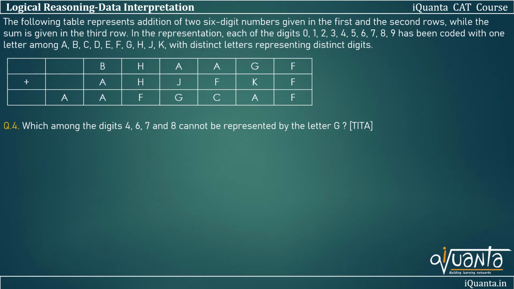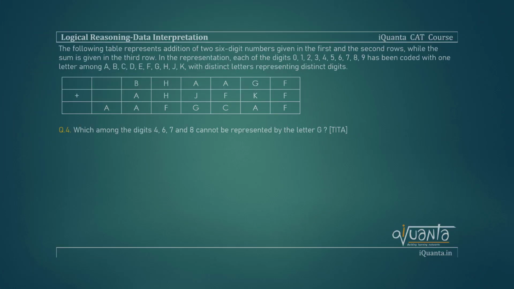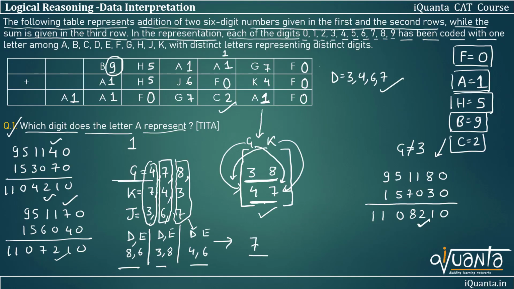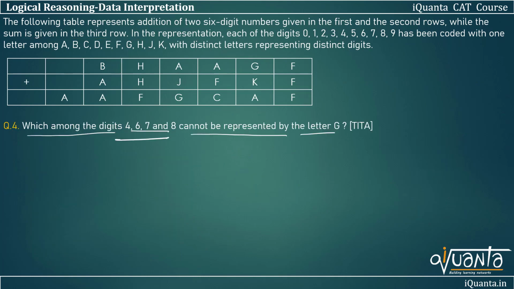Let's solve the last one, which is, which among the digits 4, 6, 7 and 8 cannot be represented by the letter G? We have made the cases. Let us check them. We are talking about digits 4, 6, 7, 8 and letter G. We can see that G can take values 4, 7 and 8 in 3 cases. So that means G cannot take value 6. So 6 will be the correct answer to the last question.